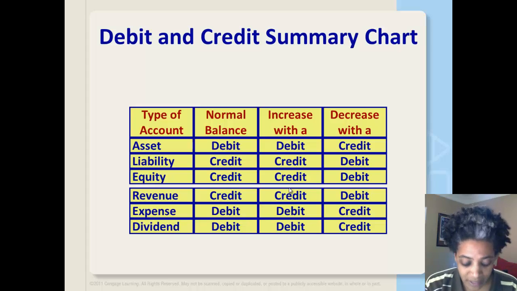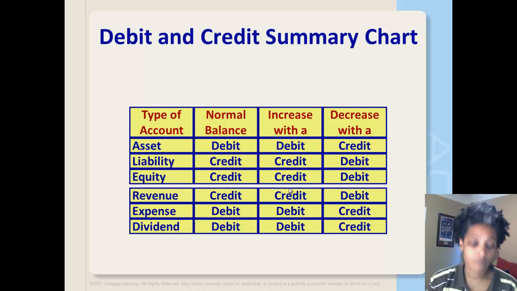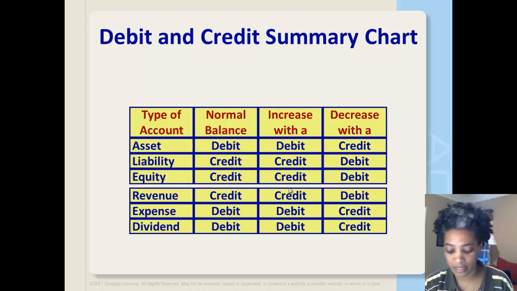So for asset, expense, and dividend accounts, increases are recorded in the debit column and decreases are recorded in the credit column. For liability, equity, and revenue accounts, increases are recorded in the credit column and decreases are recorded in the debit column.